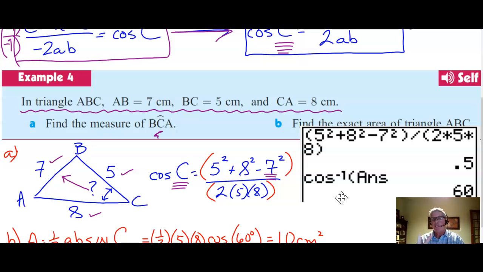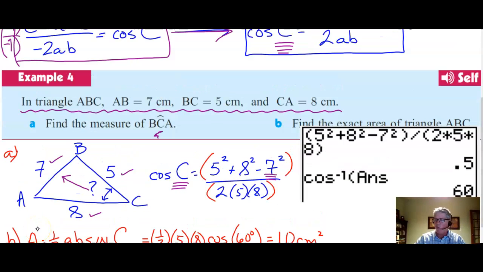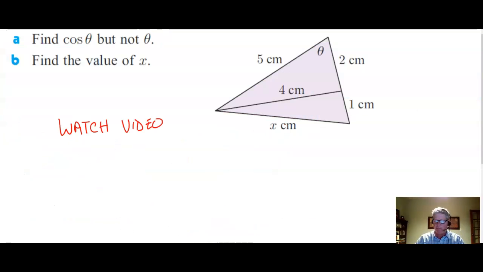Hey, part B there, it says find the exact area. Remember, if you know two sides and the included angle, side angle side, we've got a formula that works for that. And it's always going to be that 1/2 AB sine theta, okay? Identify two sides and the included angle. We know two sides and we know the included angle. Plug and chug, baby. All right.